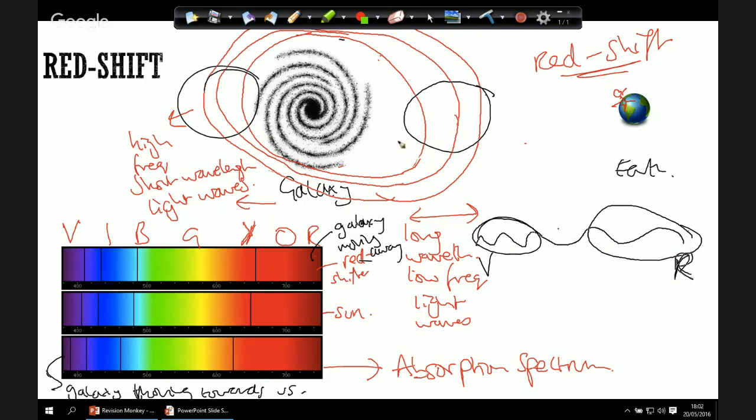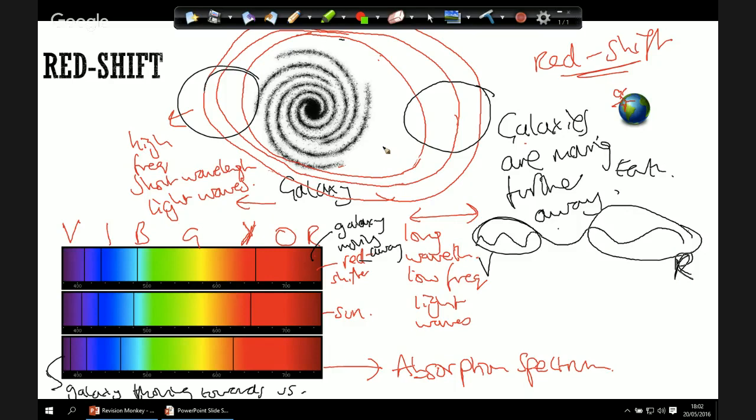And this provides evidence for us that galaxies are moving further away. So we are in the galaxy the Milky Way, and this redshift provides evidence that galaxies are moving further away from us. And we'll link that into the Big Bang now.